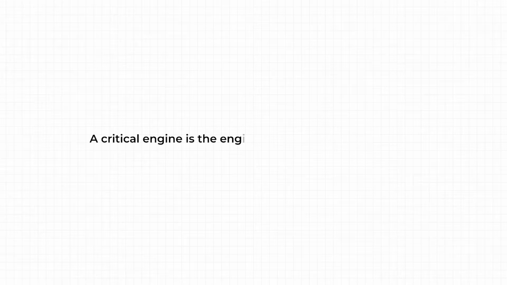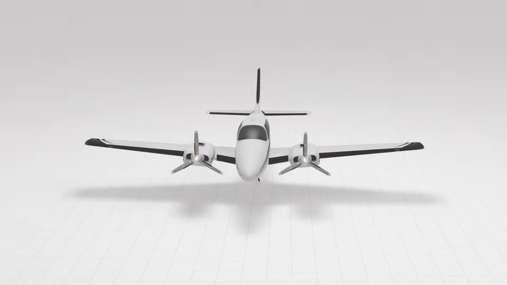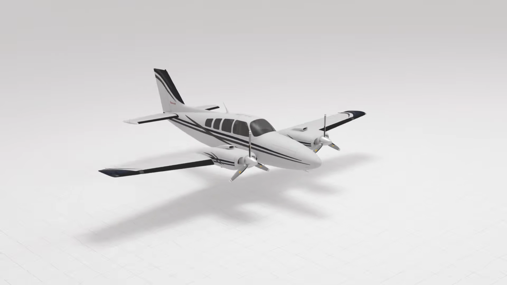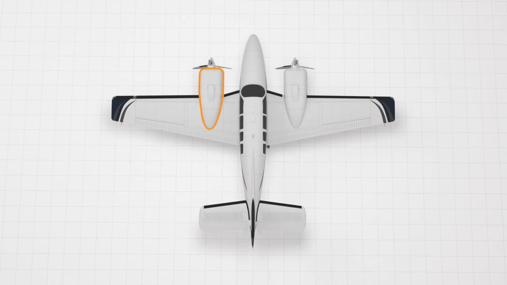A critical engine is the engine that, if it fails, would cause the most adverse effects to control and performance. In other words, we don't want either engine to fail, but we really don't want the critical engine to fail. With most North American twin engine aircraft, the critical engine is the one on the left.